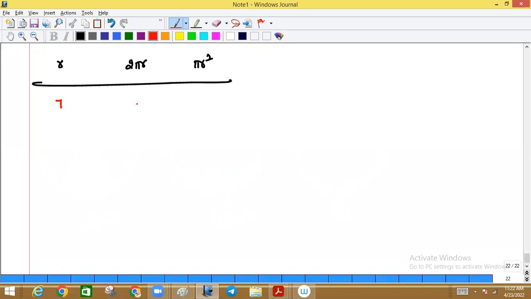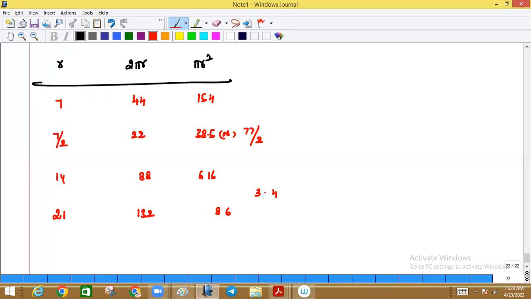If the radius is 7, how much is the circumference? 44. If it is 7 by 2, it is 22, and the area is 38.5. If it is double, 14, the circumference is 88, and the area becomes 4 times, 616. If the radius becomes 3 times, 21, the circumference also becomes 3 times, 132. Area becomes 9 times. Can anyone tell me what is 154 into 9? 4 9s are 36. 9 5s are 45. 45 plus 3, 48. 9 1s are 9. 9 plus 4 is 13. So 1386.